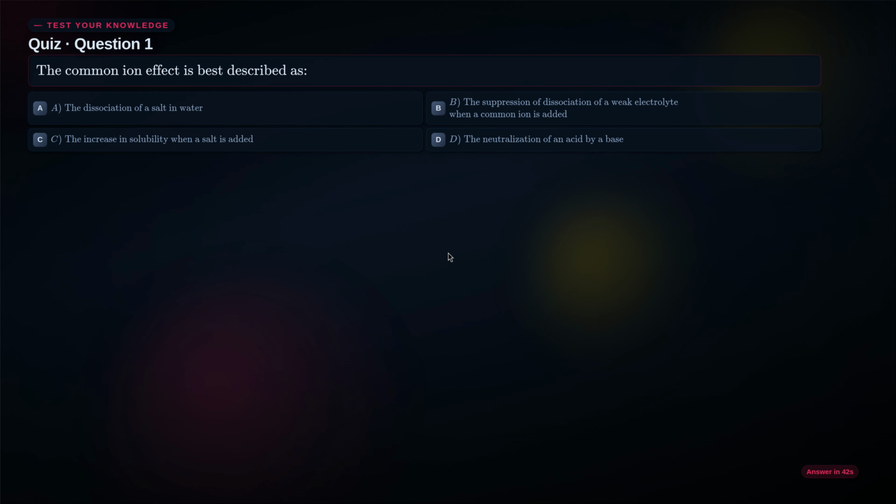Quiz question 1. The common ion effect is best described as what? Option A, the dissociation of a salt in water. Option B, the suppression of dissociation of a weak electrolyte when a common ion is added. Option C, the increase in solubility when a salt is added. Option D, the neutralization of an acid by a base.